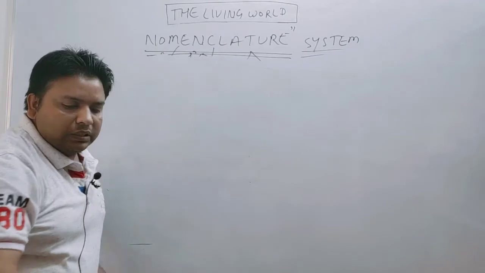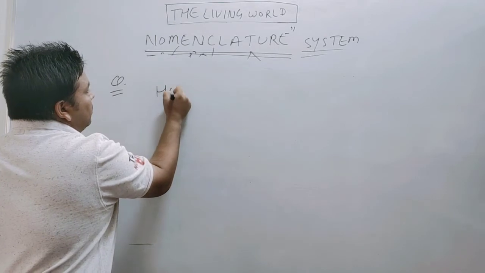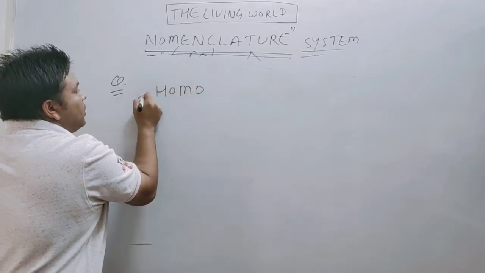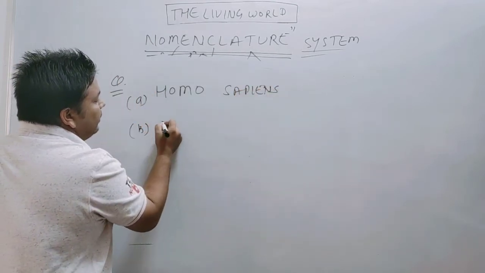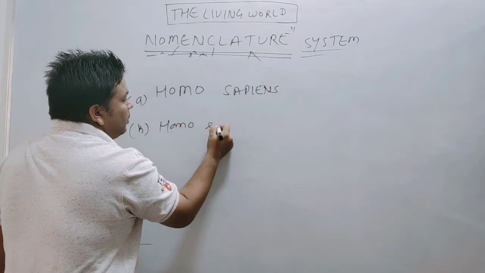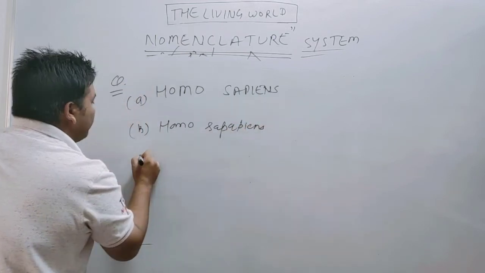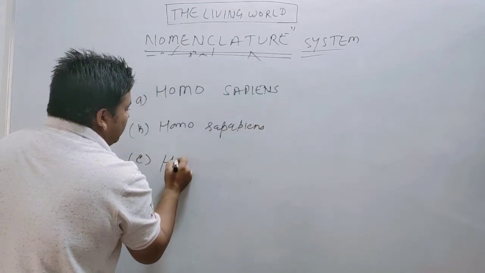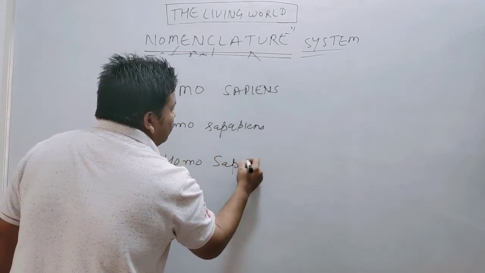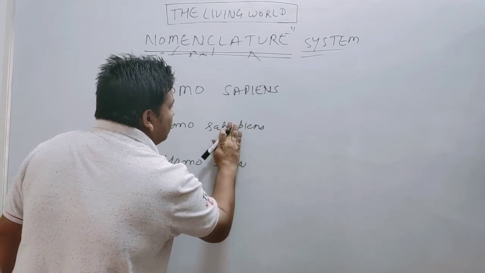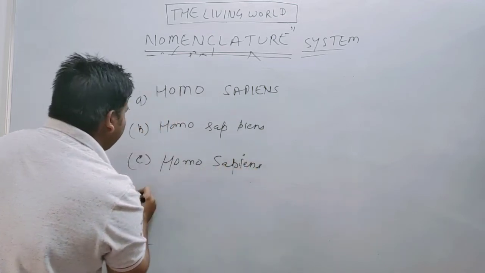नाउ क्वेश्चन कम्स, फॉर एग्जाम्पल इफ यू सी द ऑब्जेक्टिव क्वेश्चन, हाउ इट कम्स. फर्स्ट ऑप्शन दिया है होमो सैपियंस, दूसरा ऑप्शन दिया है, फिर दिया है होमो सैपियन अगेन, नाउ डी.